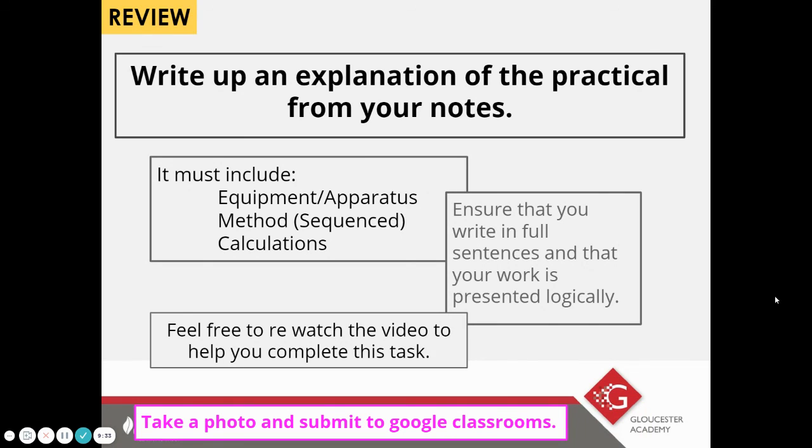Once you've finished and you're happy with the presentation, you're going to take a photo and you're going to submit it to Google Classrooms, or you're going to send me a copy of the photo. This is really good practice for you. And if you're really not sure what this should look like, you need to drop me an email or contact me through the stream.